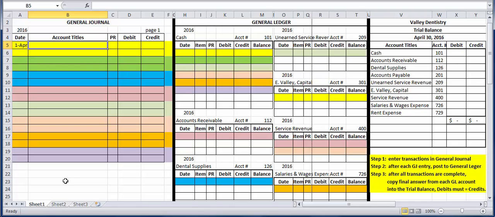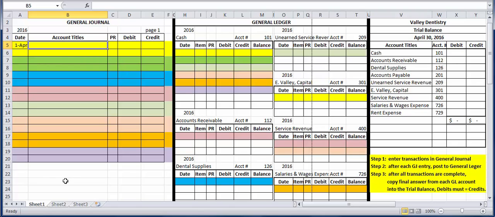So now the question is, which one's going up? Are they both going up? Are they both going down? One up, one down? Well, here's how you answer that question. Cash is being put into the business for the first time. With the first-time use of any account, that account has to go up. What is cash? It's an asset. How do you increase an asset? Debit.